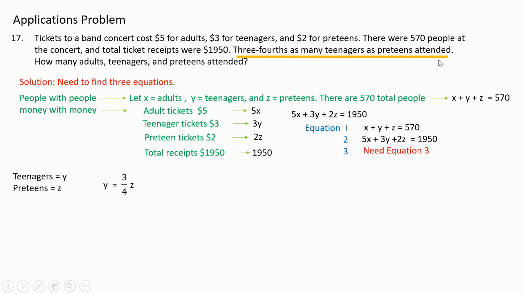3/4 as many teenagers as preteens attended. So this is what it means: y equals 3/4 z. But at times, this is difficult to understand. So if it's difficult in these types of problems, write it how it sounds and then move the coefficient to the other variable. You write it how it sounds. Doesn't it sound like 3/4 teenagers, which is 3/4 y, equals z, and then you move the coefficient to the other side.